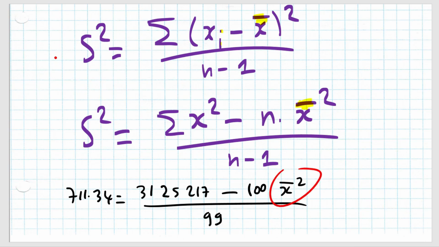So you have two formulas for the sample variance. And you might say, which one do I use? Depending on the question, you might use the first one or the second one. How do you solve this equation, by the way? You multiply the 99 by 711.34. You then subtract 3125215. Then divide by negative 100 and take the square root. Perfect.